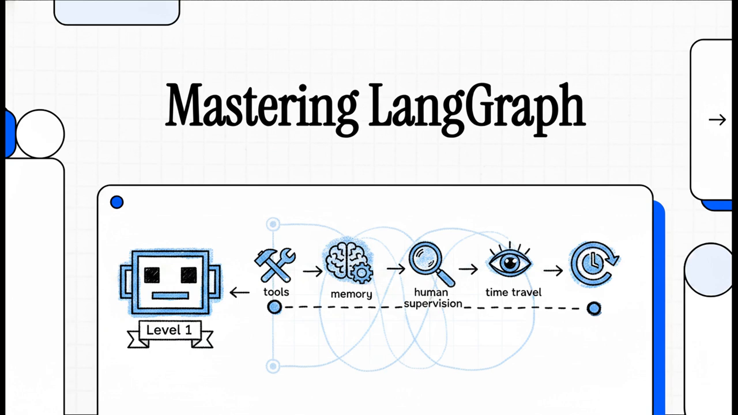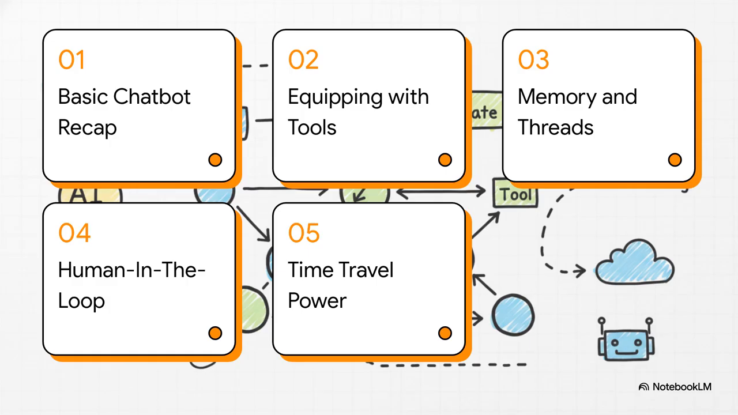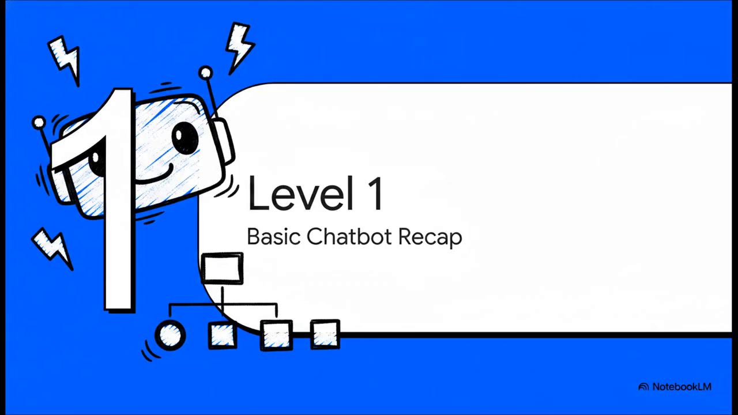It's going to be a fun ride. Let's master LangGraph together. So here's the structural roadmap of the 5 levels we are unlocking today. Level 1, the basic chatbot recap. Level 2, equipping bots with tools. Level 3, adding memory and threads. Level 4, human-in-the-loop control. And finally, Level 5, the one you're definitely going to want to stick around for, the time travel superpower.